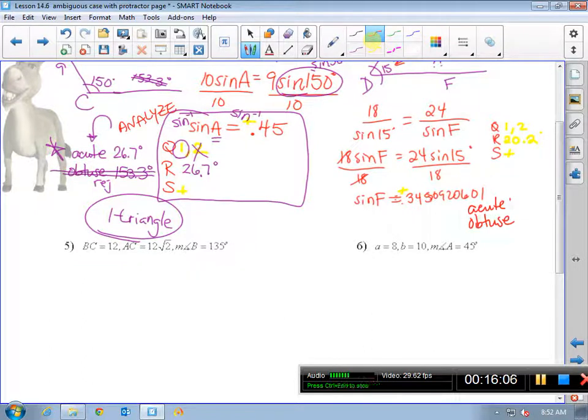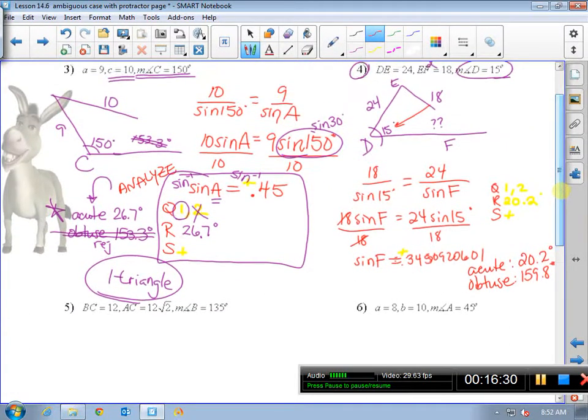The acute answer is in quadrant 1. That would be 20.2 degrees. Let's find the obtuse answer. Subtract 20.2 from 180, 159.8. Okay, so we have two possibilities.